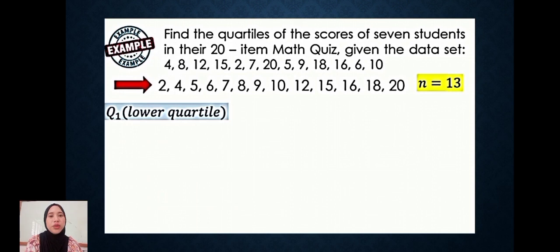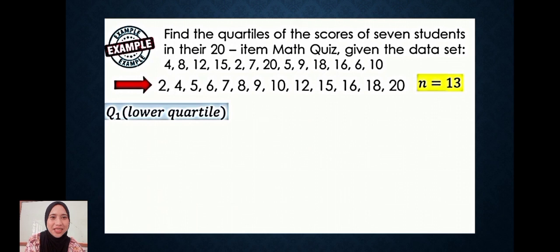So how do we get the Q1, lower quartile? Take note, please. Please get your pen and notebook so you can take all the notes that I am going to discuss here. Para hindi naman masayang ang laway ko dito, no?